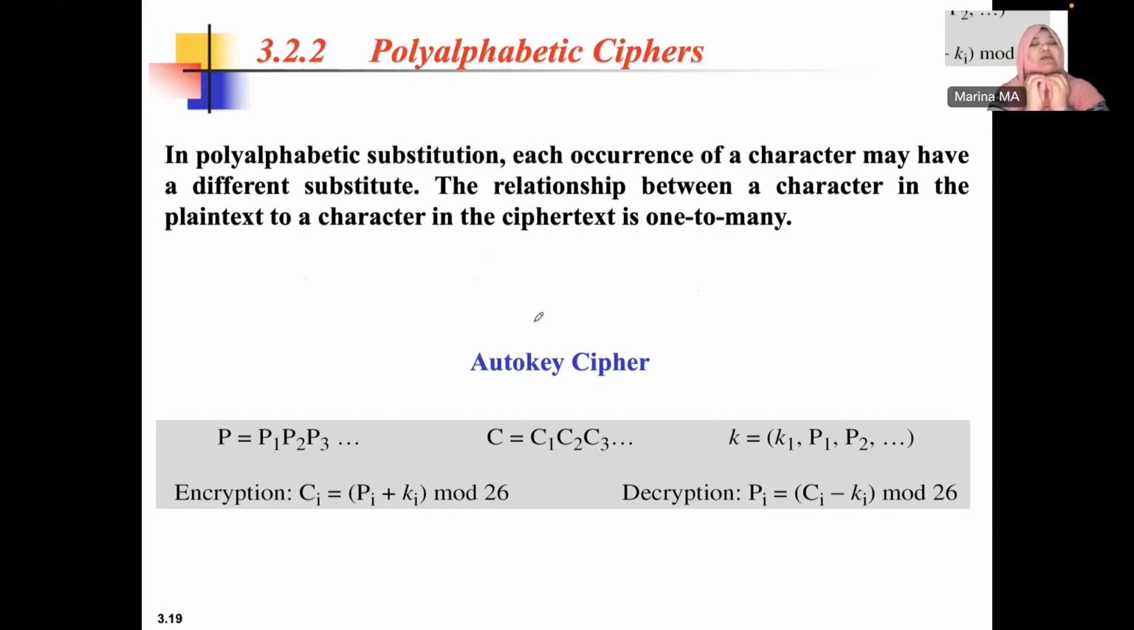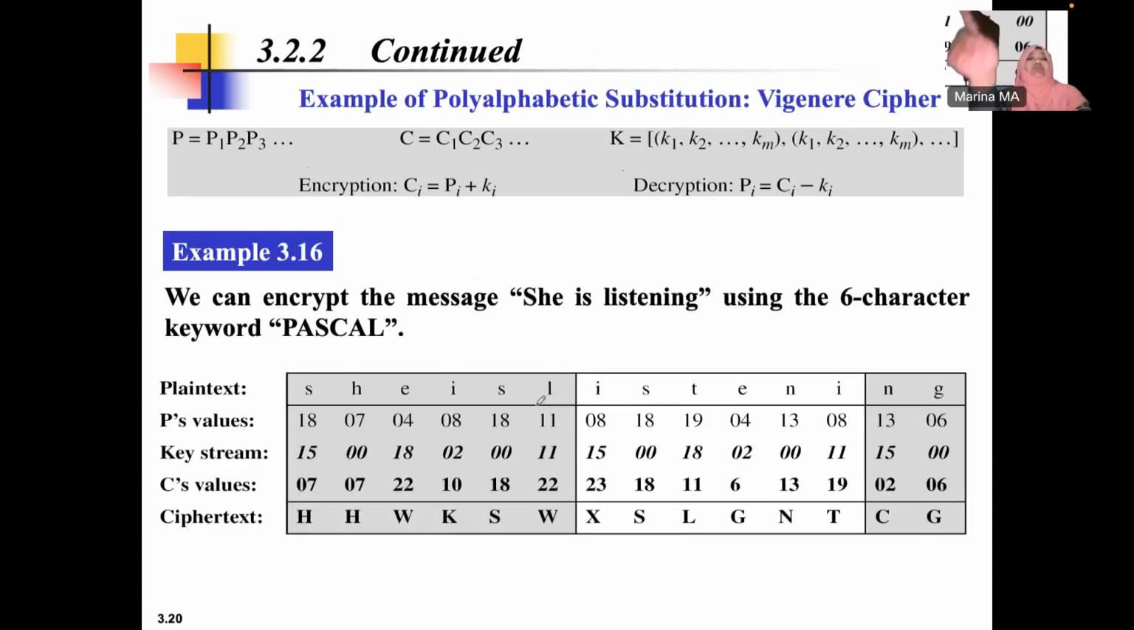But in polyalphabetic, in the same technique, when we're doing Vigenère, the first A will become B, the second A will become Y, the third A will become C. That's why we call it polyalphabetic: many alphabets. So the relationship between a character in the plain text and a character in the cipher text is not one-to-one like Caesar cipher. It is one-to-many. Let me show you the example.